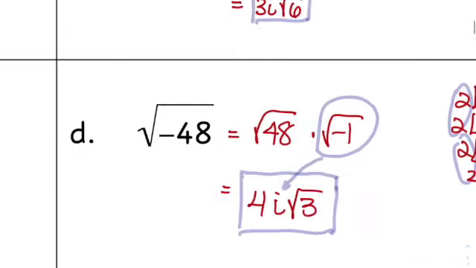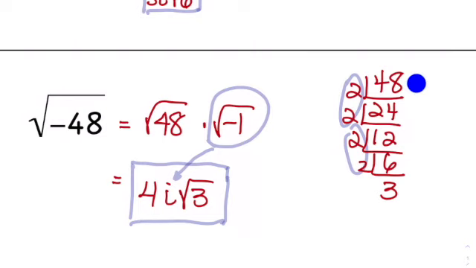The next one, I also put it in the back again. So that's 48 and that is the square root of -1. Now breaking down the square root of 48, it's going to be divided into 2 pairs.